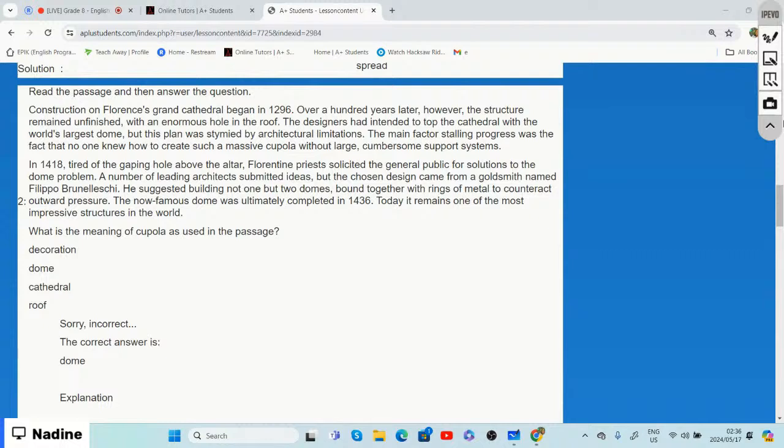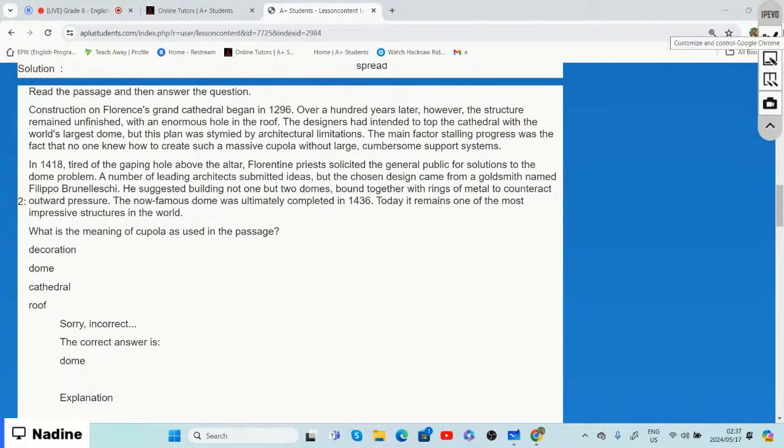In 1418, tired of the gaping hole above the altar, Florentine priests solicited the general public for solutions to the dome problem. A number of leading architects submitted ideas, but the chosen design came from a goldsmith named Filippo Brunelleschi. He suggested building not one but two domes bound together with rings of metal to counteract outward pressure. The now famous dome was ultimately completed in 1436. Today, it remains one of the most impressive structures in the world.